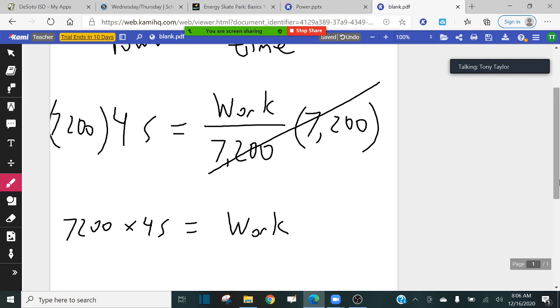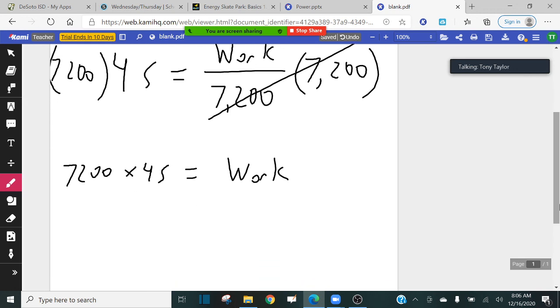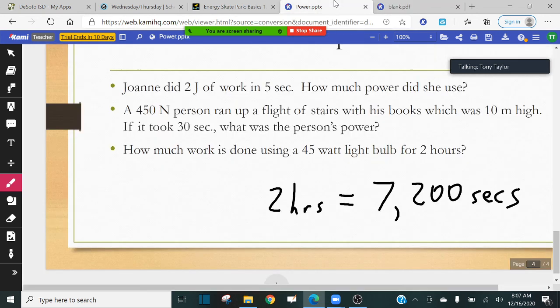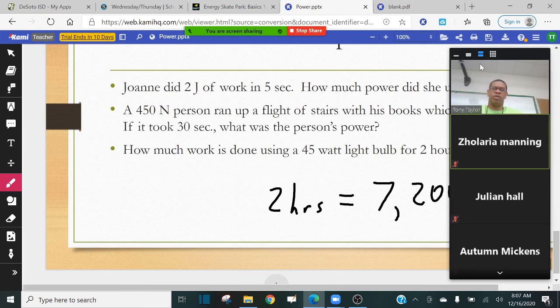What is 7,200 times 45? Well, that is equal to 324,000 joules of work being done by that light bulb. And that is our final answer for number 3 here on this PowerPoint.